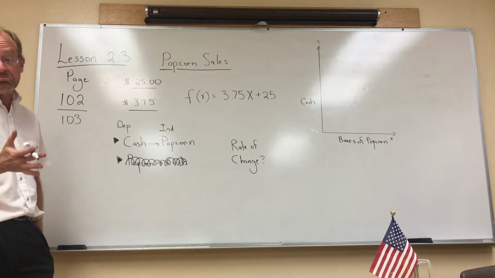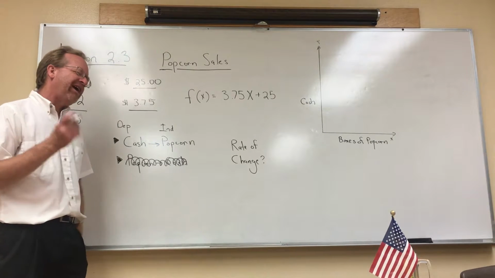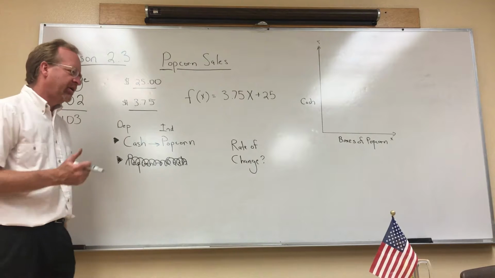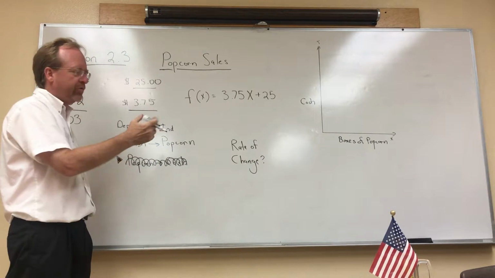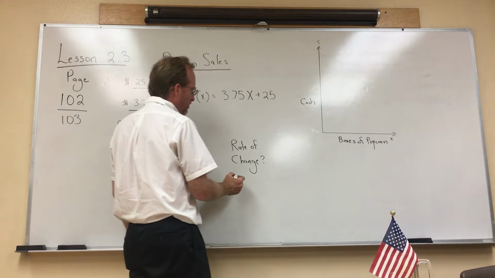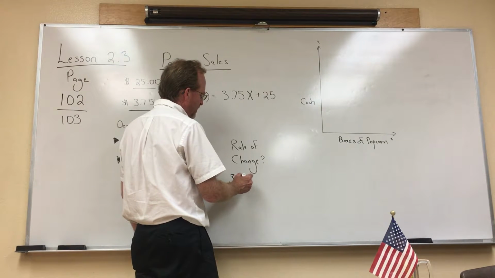The rate of change, I think that's pretty obvious. For every box of popcorn you sell, the amount of cash you're getting is $3.75. So your rate of change in this problem is $3.75.